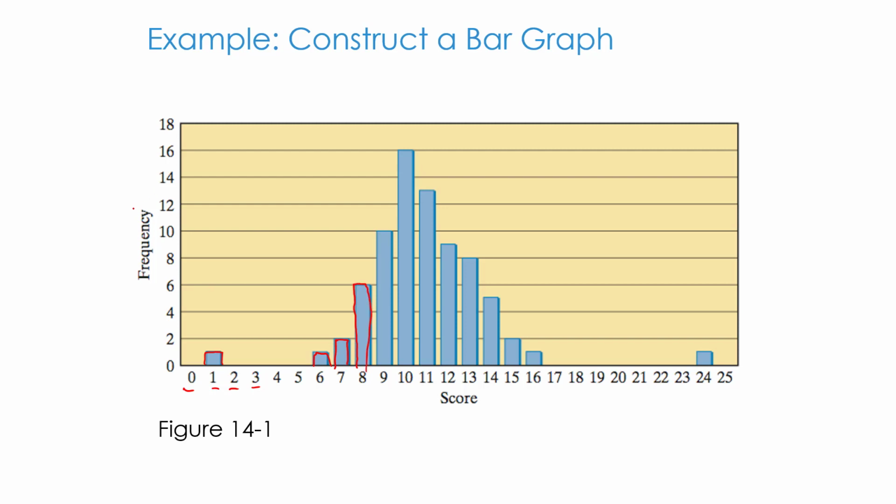And there you go. This is the frequency over here on the vertical axis, and this is the score over here. And you can see that in this class, most of the people were around here, right? And you have a couple of outliers. You have this 1 here, and you have this 24 out here. These are called outliers. These are far removed from everybody else.